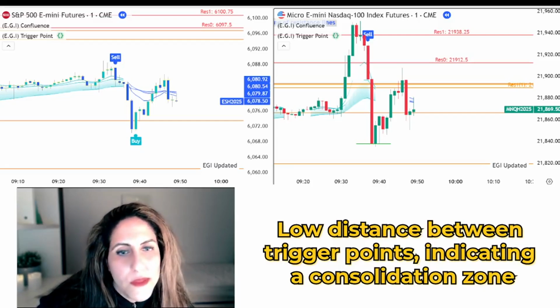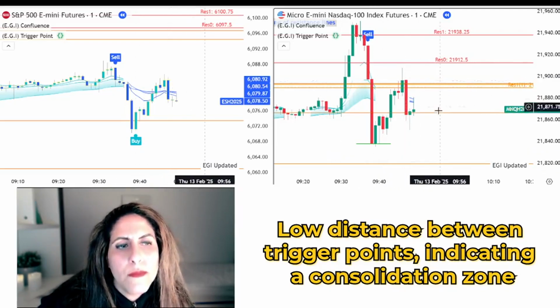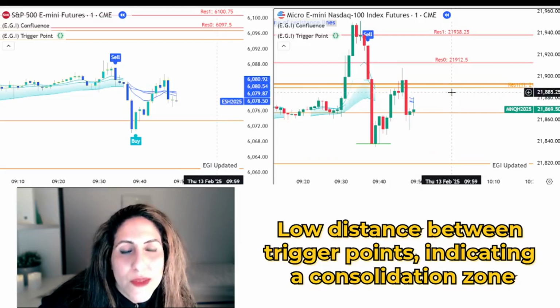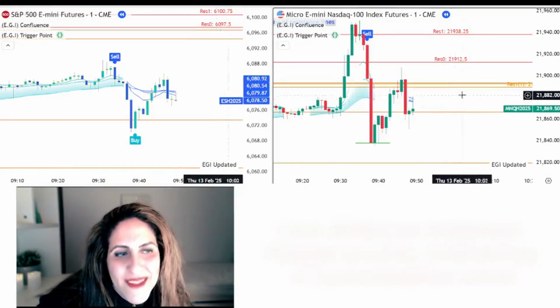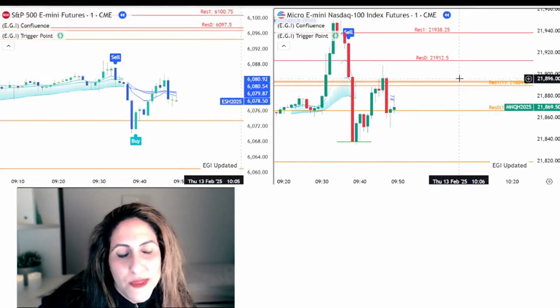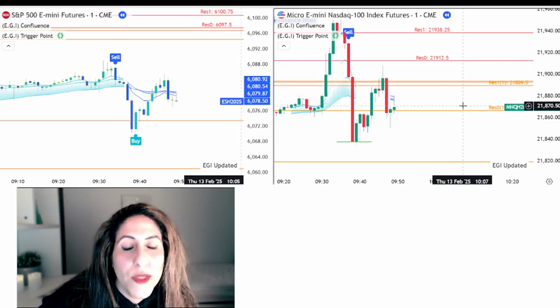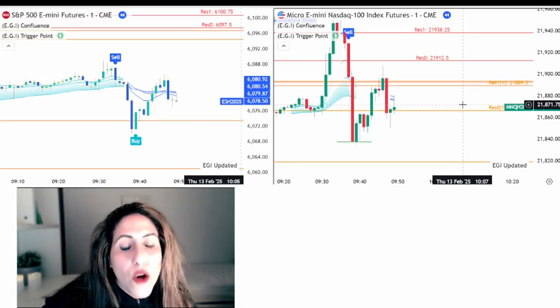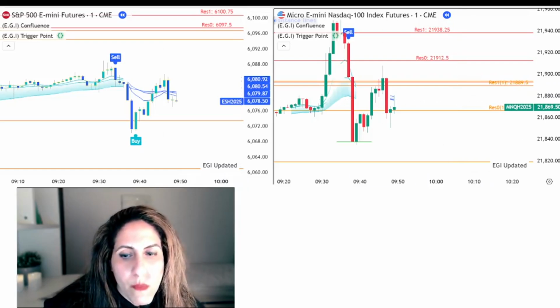And why? There's a very simple explanation. Because the market tends to respect the levels, because there's a low distance in this case between the levels, distance between levels that are expected to get respected, this means that the market bounced here, then bounced here, then bounced here. So this is a consolidation zone. Okay, so when you see trigger points with a low distance between them, it often indicates that this is a consolidation zone.